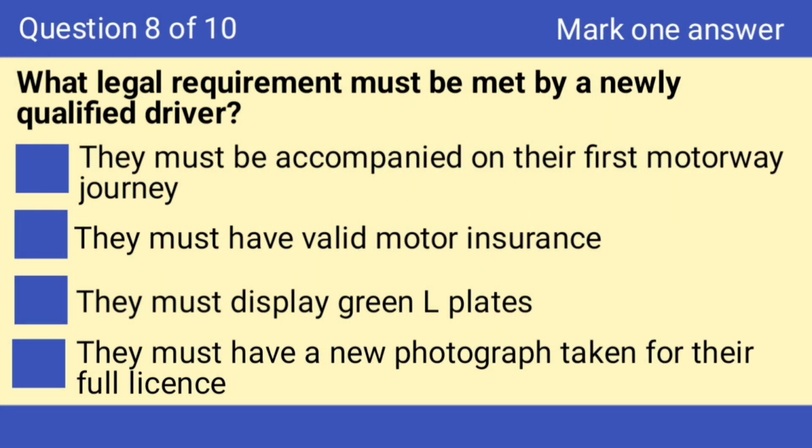Question 8. What legal requirement must be met by a newly qualified driver? They must be accompanied on their first motorway journey. They must have valid motor insurance. They must display green L plates. They must have a new photograph taken for the full license. Time to think. The correct answer is they must have valid motor insurance.